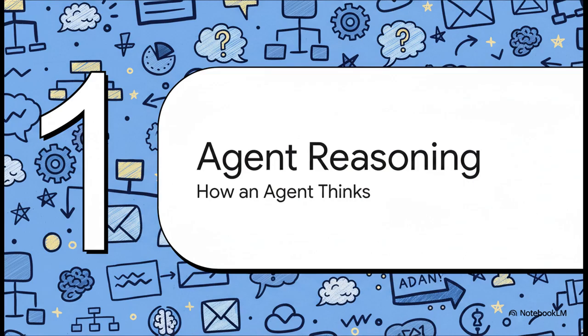So we're going to start with the patterns that shape an agent's internal thought process. This is all about how it analyzes a problem, catches its own errors, and actually makes a plan before it just rushes in and does something.